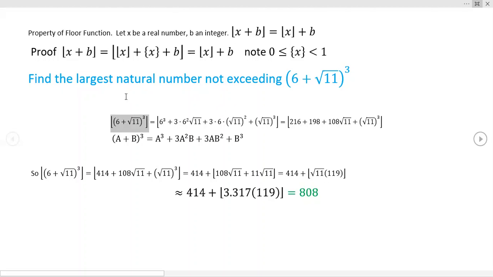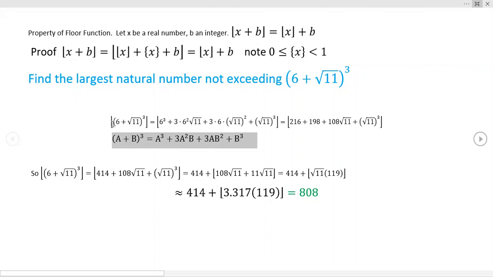Now, we're trying to find the largest natural number not exceeding (6 plus the square root of 11) quantity cubed. Since this is a binomial being cubed, we'll be using this fairly well-known result: (a plus b) cubed is equal to a cubed plus 3a squared b plus 3ab squared plus b cubed. You can multiply all that out by hand. It's a well-known pattern, so we're just going to use the result.